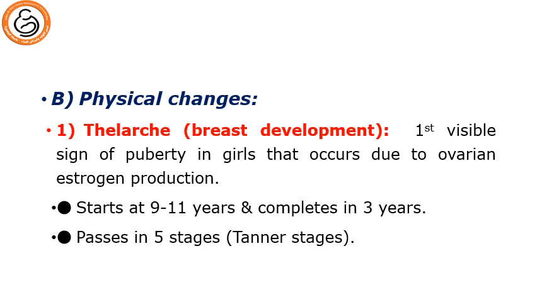For the physical changes, we have the thelarche, which means breast development, which is the first visible sign of puberty in girls that occurs due to ovarian estrogen production. Starts by the age of 9 to 11 years and completes in 3 years. Present in 5 stages, which is called Tanner staging.